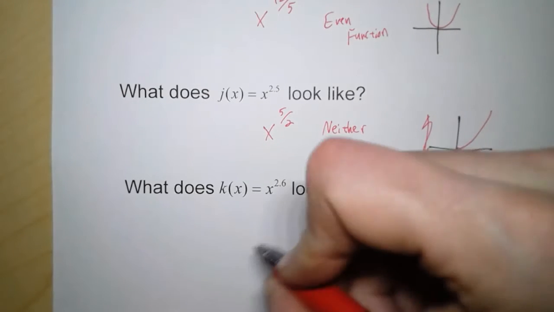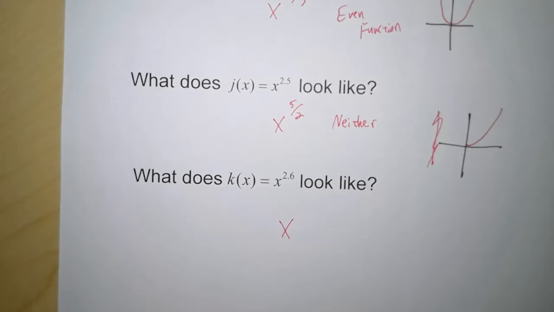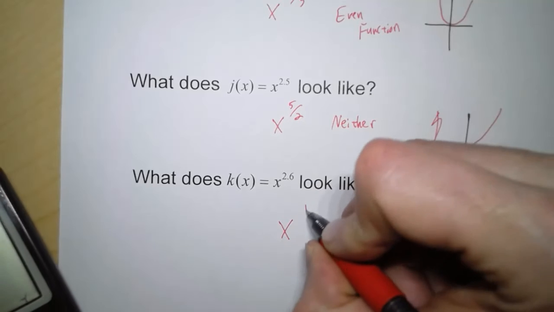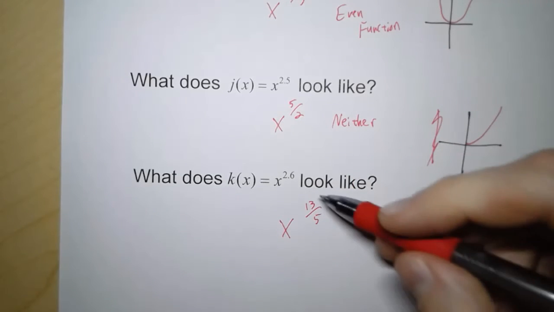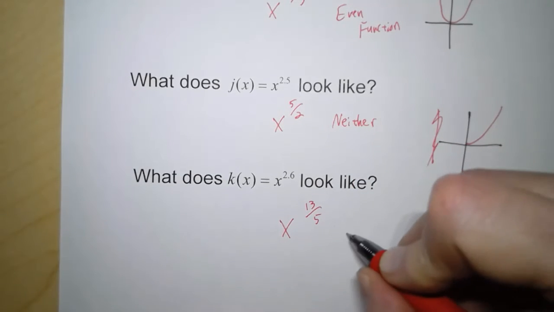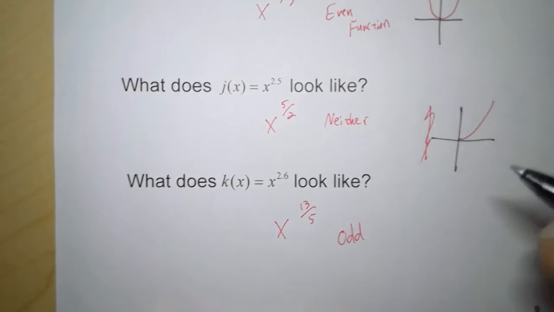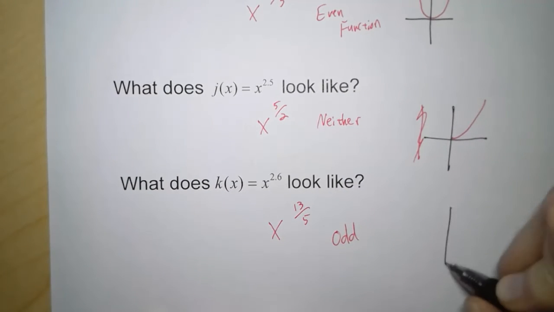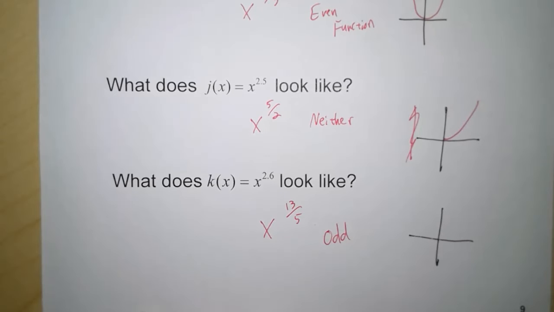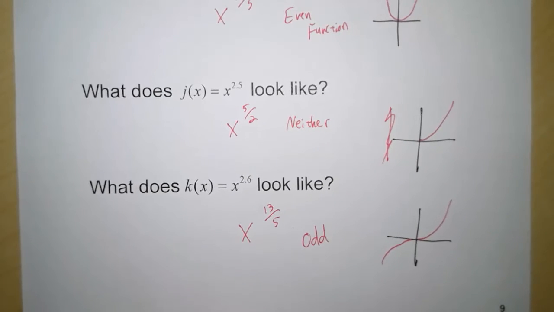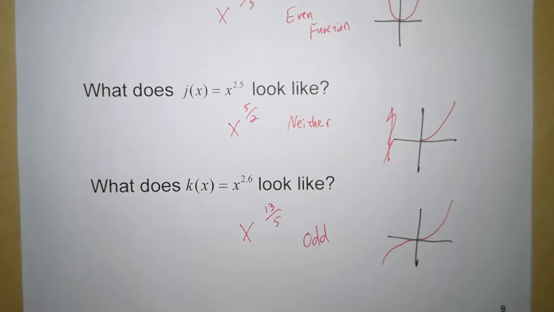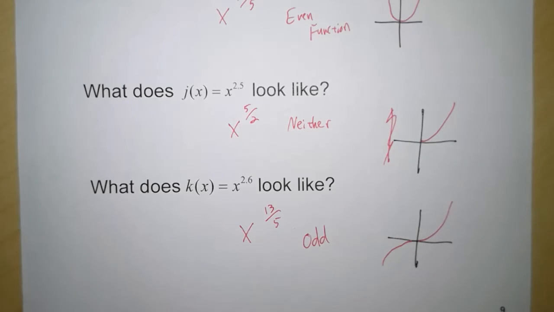Down below, x to the 2.6. Now 2.6 as a fraction is going to be 13 over 5. So both our numerator and our denominator are odd. And so that makes this an odd function. So this graph is going to look very much like x cubed, but be different from that. So if you need to review that, go back to Google Classroom and look at the warm-up links that I posted there for November 20th and November 21st to see what we were talking about.